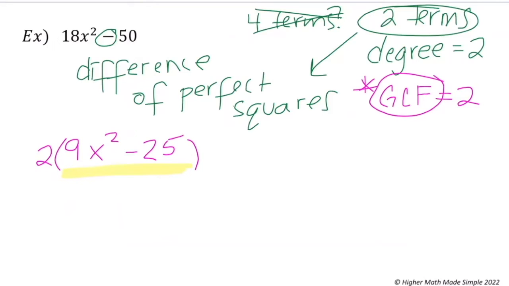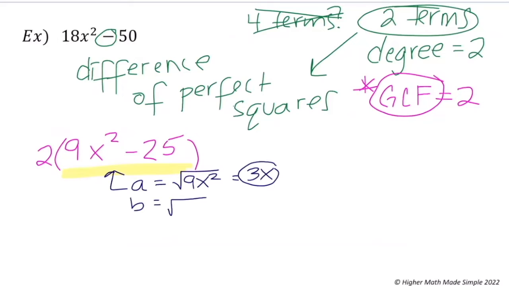Okay, so don't forget at the very end, when you're done, you better put that 2 in front. Don't forget about that GCF. Okay, so from here, we figure out our a and b. A is the square root of the first term. What times itself gives me 9x squared? 3x. And b is the square root of the second term, or the square root of 25, which is 5.